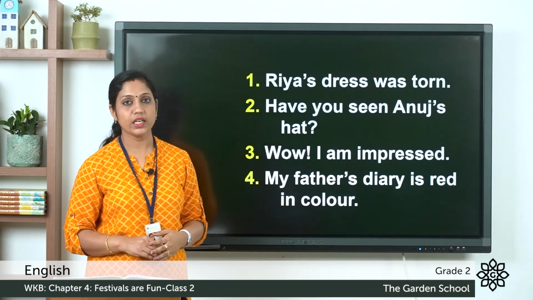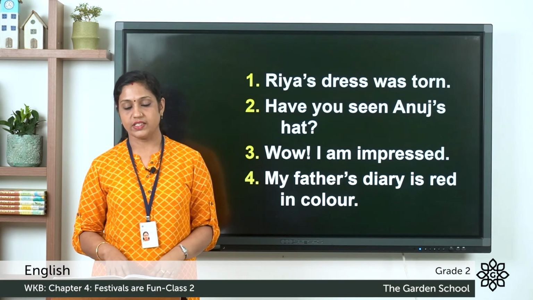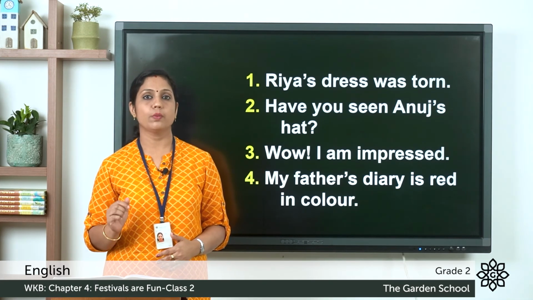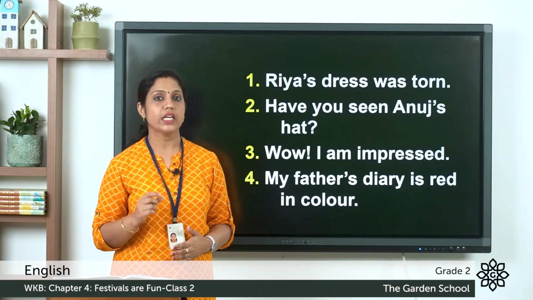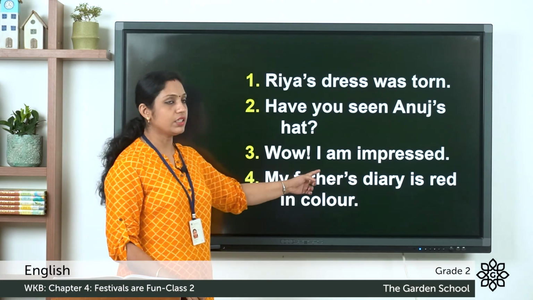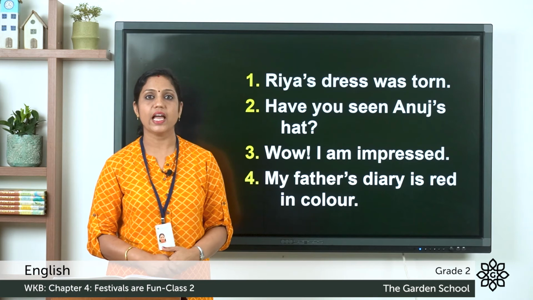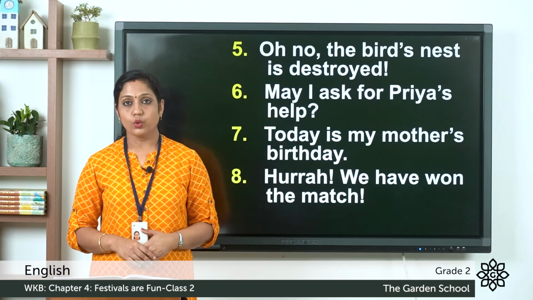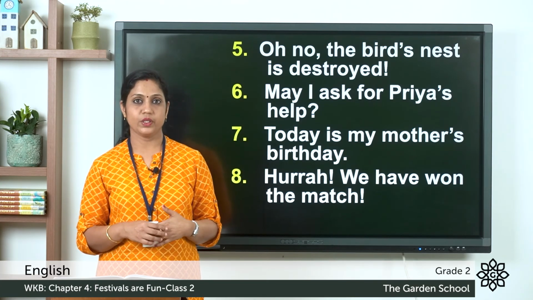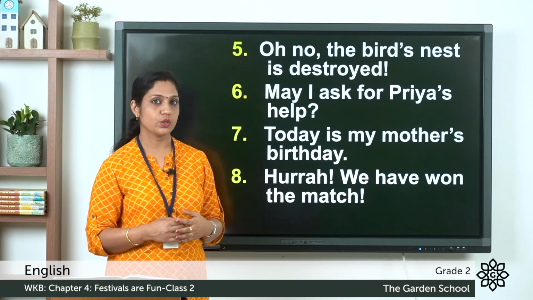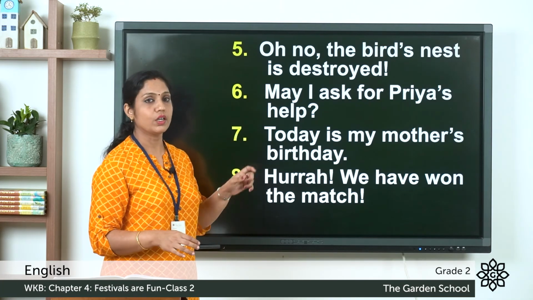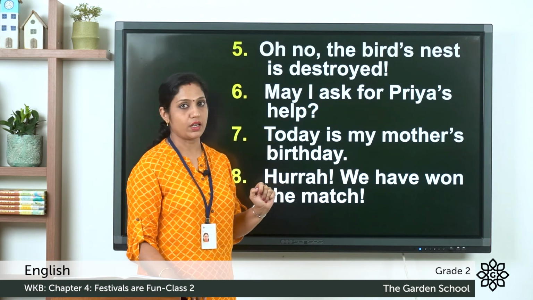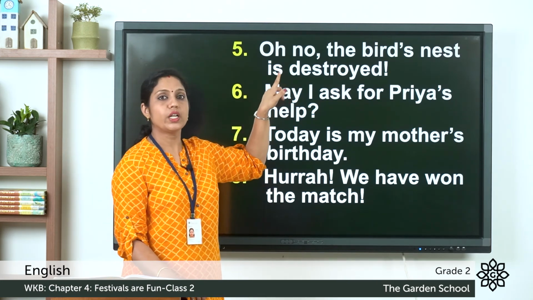The fourth question, my father's diary is red in color. That's a sentence. And my father's diary, it's about my father's diary. So we have to insert an apostrophe there. My father's diary is red in color, and a full stop at the end of the sentence. Fifth, oh no, the bird's nest is destroyed. So there a feeling is expressed. So you can write it as, oh no, a comma, the bird's nest is destroyed, and an exclamation mark. So after the bird, you need to put an apostrophe.